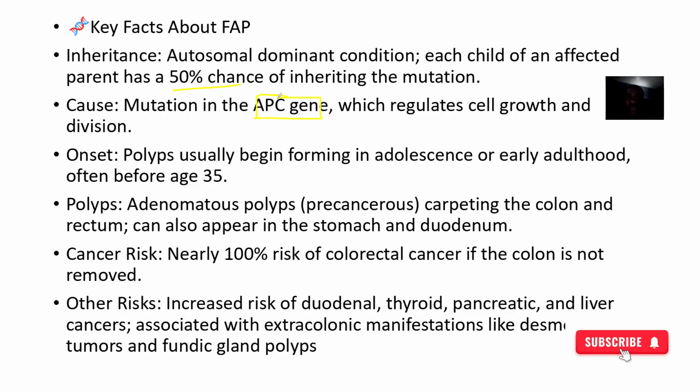As for onset, polyps usually begin forming in adolescence or early adulthood. Often they even start forming before 35 years. Adenomatous polyps carpet, that means they are all around the colon and the rectum. They can also appear in the stomach and the duodenum. So there's a risk of this condition progressing into colorectal cancer.